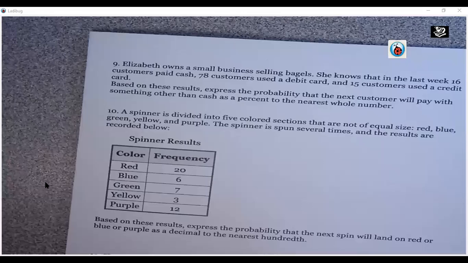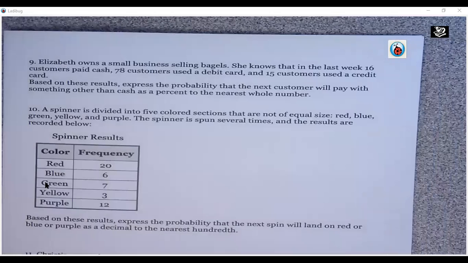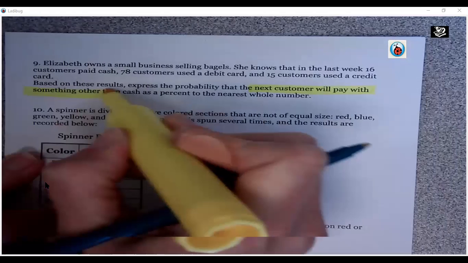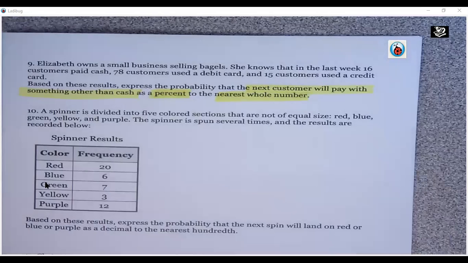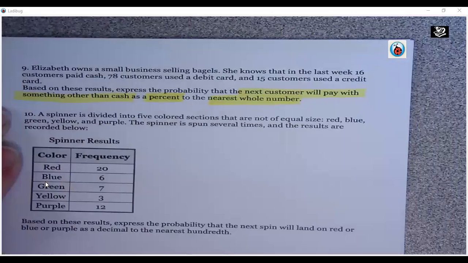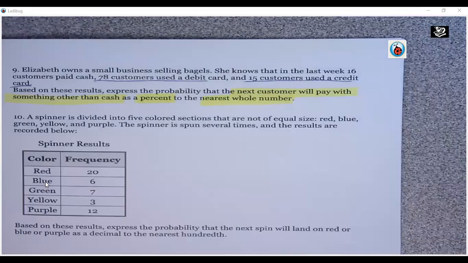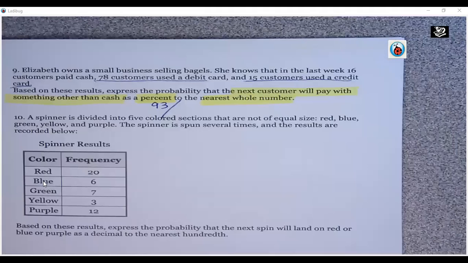All right, number 9, Elizabeth owns a small business selling bagels. Based on these results, express the probability that the next customer will pay with something other than cash as a percent to the nearest whole number. Jacob K., who will be people paying with something other than cash? People paying in debit and or credit. Good. What do I have to do with those two numbers? Add them together. Good. That gives me 93. And then Riley, how would I get the denominator? How would I get the bottom number?